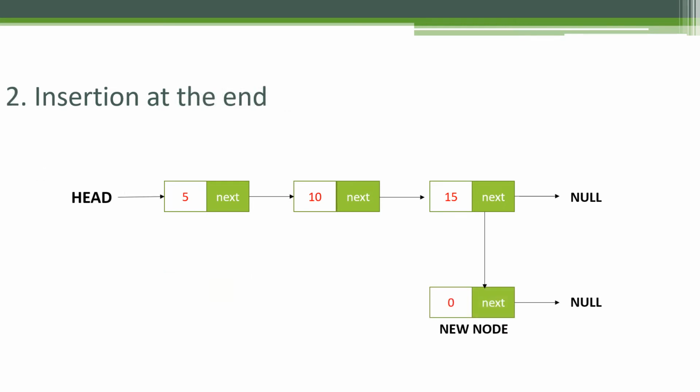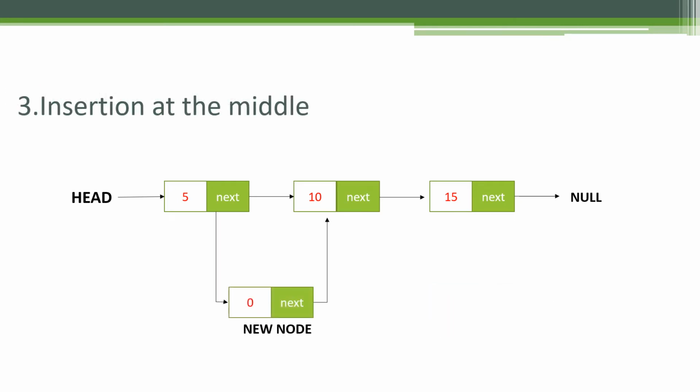To insert an element at the end of the linked list, we traverse to the last node and change the next of the last node to the recently created node. That is, here the node which stores the data 15, we change its next to the address of the new node we created.